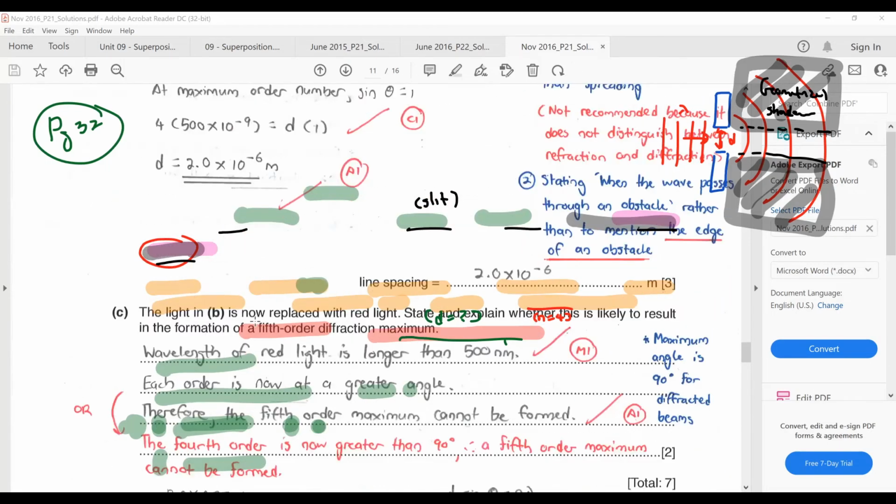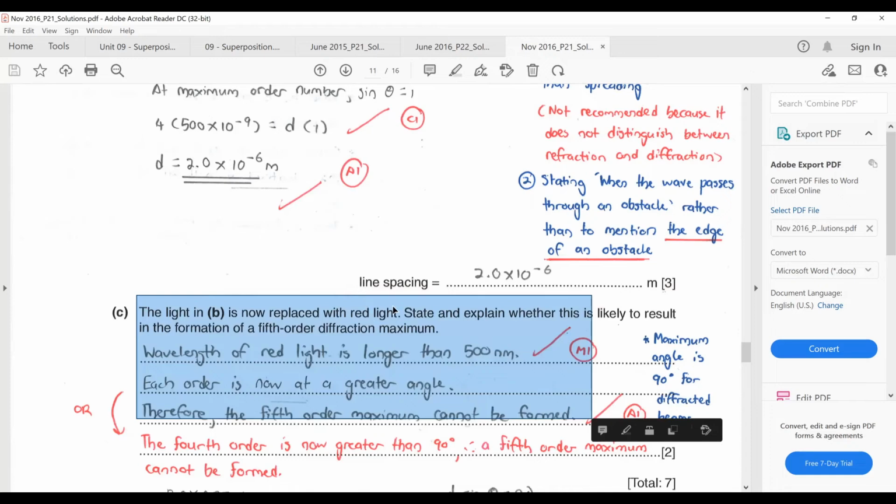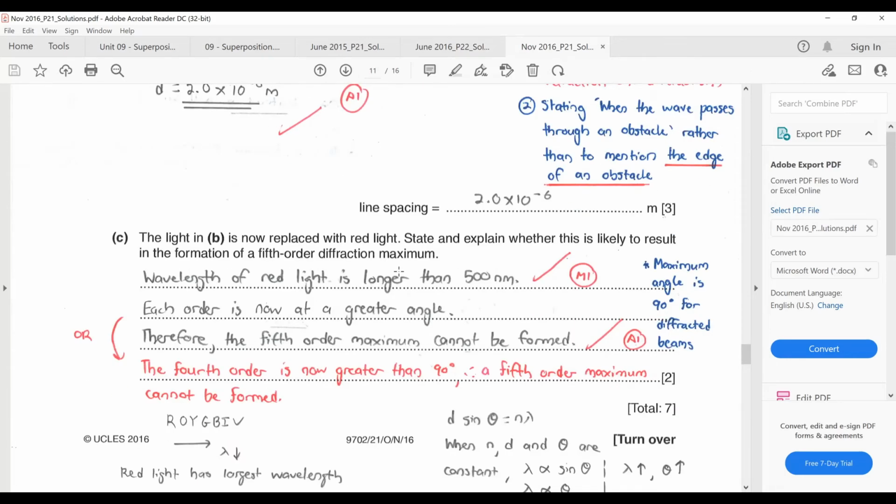All right, then after that, they tell you the light in B is now replaced with red light. State and explain whether this is likely to result in the formation of a fifth order diffraction maximum. Okay, now you replace the light with red light. State and explain whether this is going to result in the formation of a fifth order maximum.